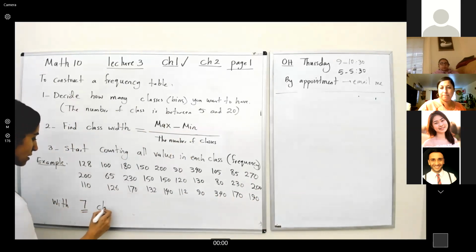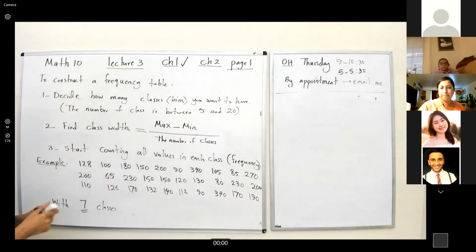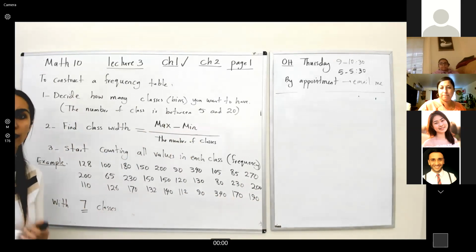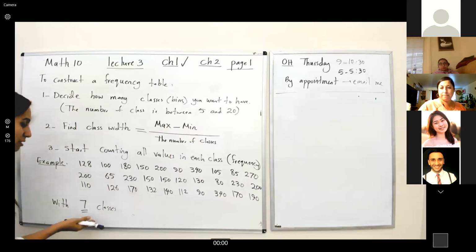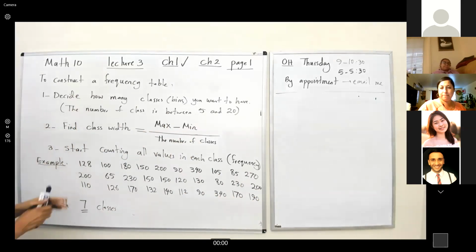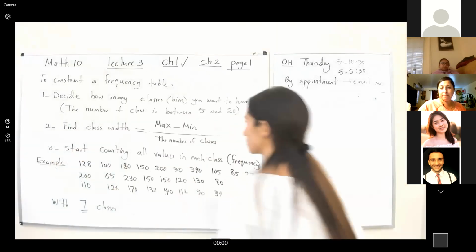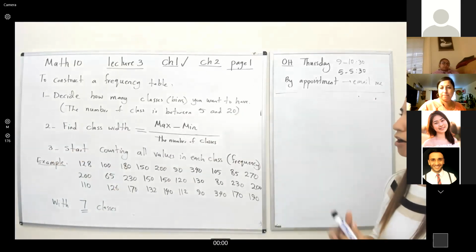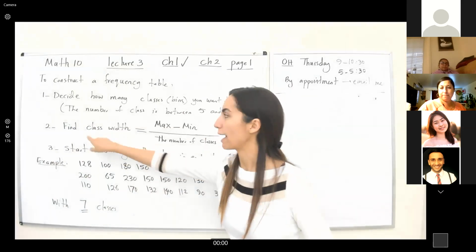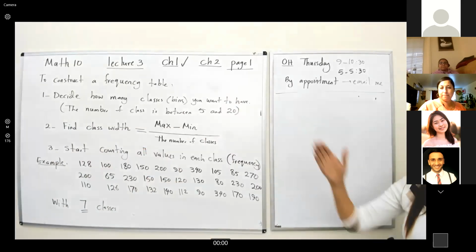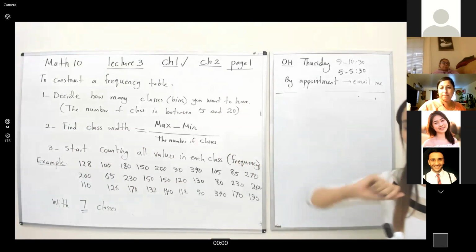And the question says we want you to have 7 classes. So what's the meaning of that? It means that my very first step has already been answered. It is 7. Now I need to find the class width. The class width has a formula.